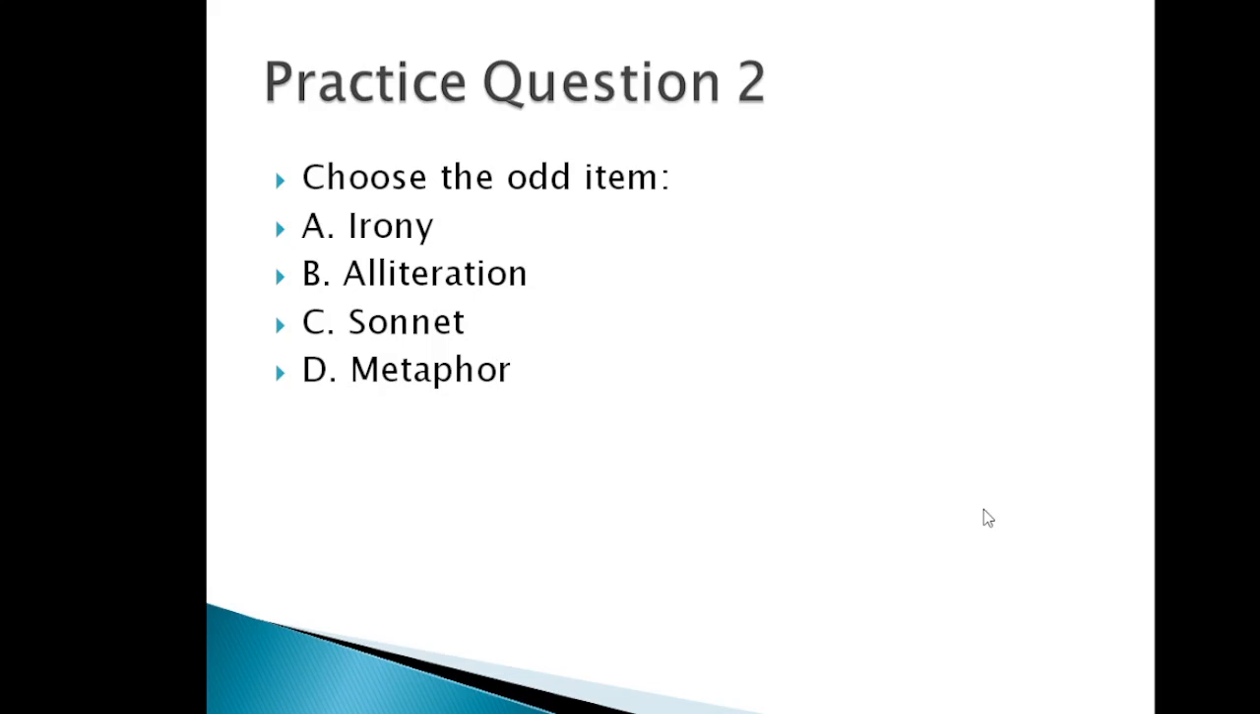Okay, so irony is a figure of speech. Alliteration is a figure of speech. Metaphor is a figure of speech. But the word sonnet is a type of poem written in 14 lines. So, what is a poem doing among figures of speech? Automatically, it becomes the odd item. So, the correct answer to this question is C, sonnet.